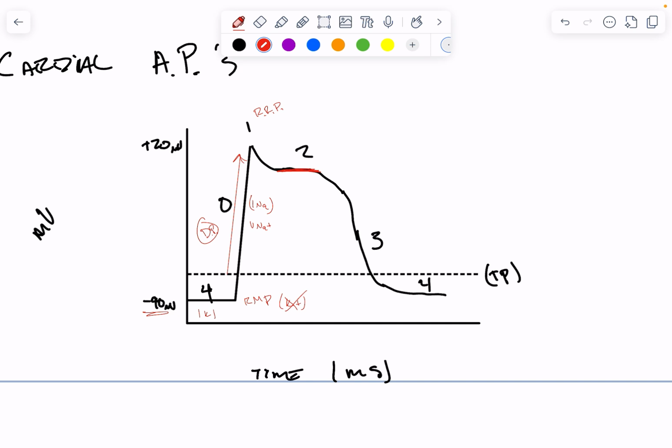And that results in the ending of influx of sodium. So sodium's no longer going to come into the cell anymore, and we're going to start to see the cell start to repolarize back to its resting membrane potential. It's going to begin that journey downward.